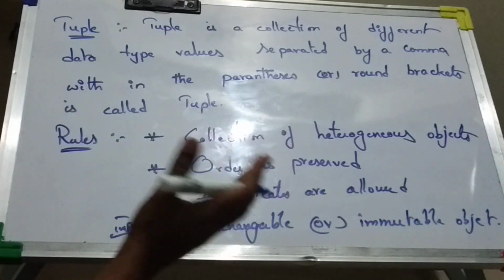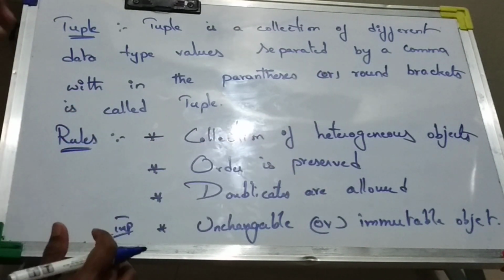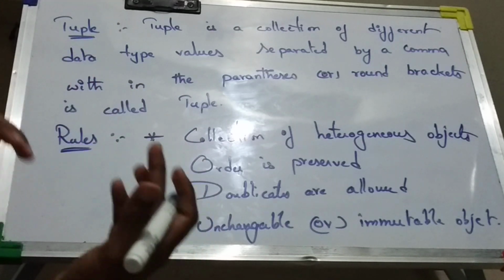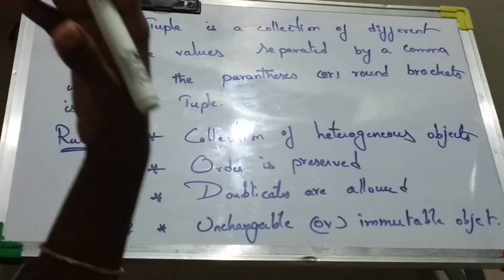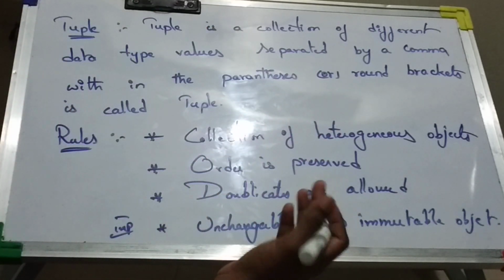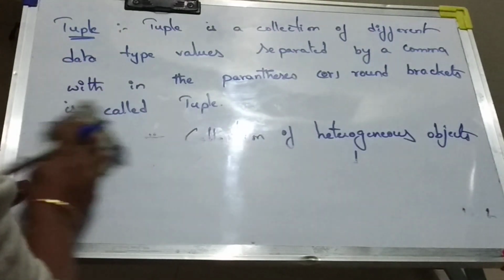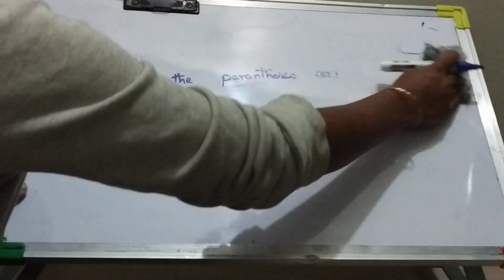This is an interview question. What is the difference between list and tuple? List and tuple are both the same, with only one difference. A list is a changeable object, a tuple is an unchangeable object. That means changeable and unchangeable, mutable and immutable objects. A tuple is a read-only version of the list.